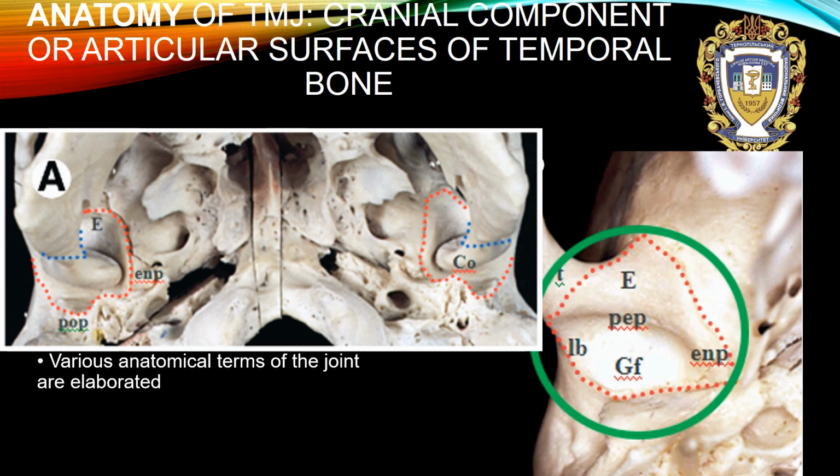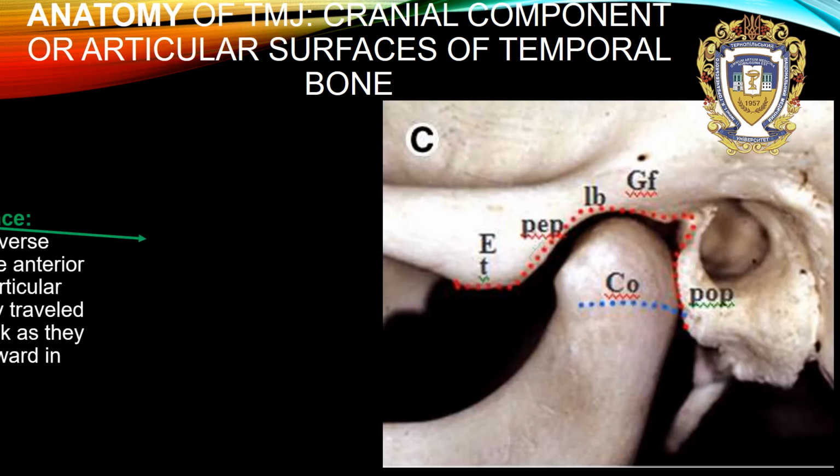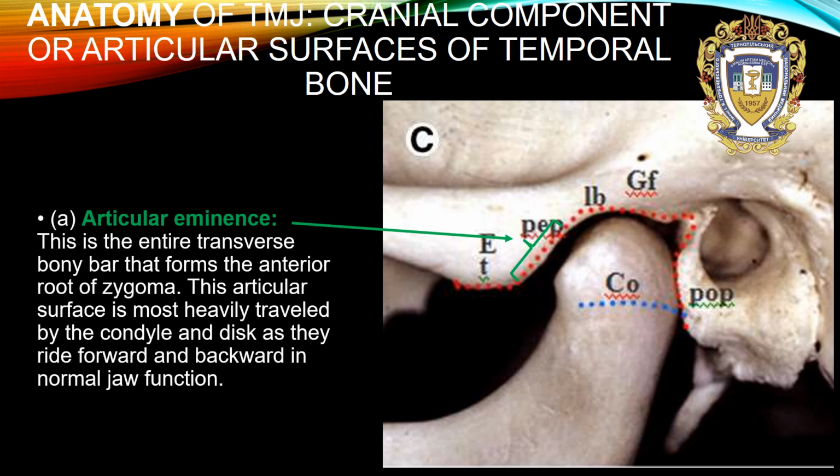Various anatomical terms of the joint are elaborated. And now let's talk about anatomical terms. Articular eminence, in Latin eminentia articularis. This is the entire transverse bony bar that forms the anterior root of the zygoma. This articular surface is most heavily traveled by the condyle and disc as they move forward and backward in normal jaw function.